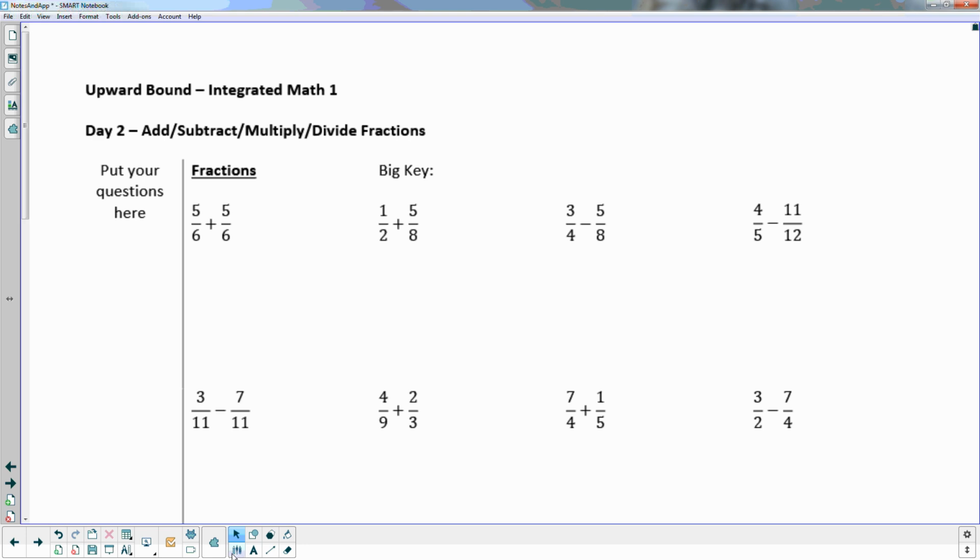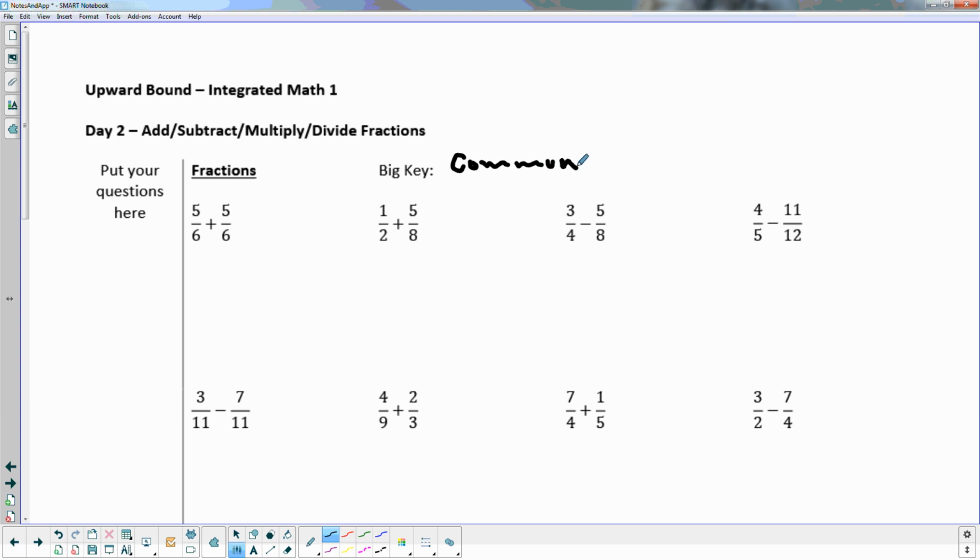Today we're talking all about adding and subtracting, multiplying and dividing fractions. Our overwhelming goal here is just to be able to do these things. But when we're adding and subtracting, that's the first thing we have to do. We need a common denominator.